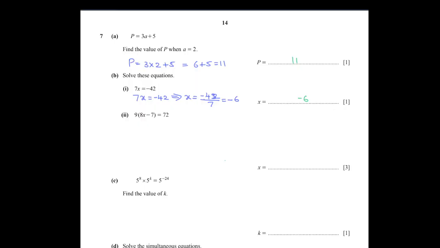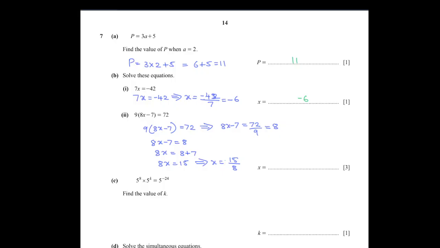Question number 2 here. 9 into 8x minus 7 is equal to 72. Here take 9 first to the right hand side. 72 will be divided by 9, which is 8. 9 eights are 72. Then 8x minus 7 is equal to 8. Bring 7 to the right hand side. It gets added, which is 15. So 8x is 15. This gives you x is equal to 15 divided by 8.